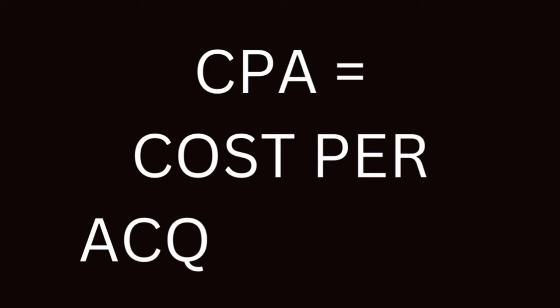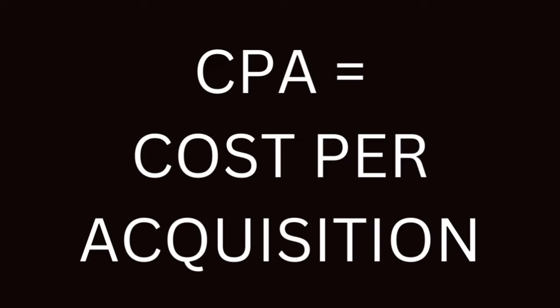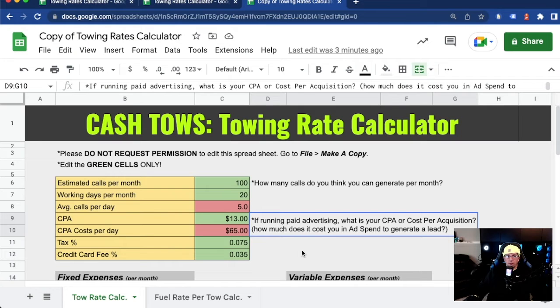Alright, next up is the CPA, or cost per acquisition. This is the advertising cost to generate a sale. So, for example, if you're running Google Ads, it might take 3 clicks in order to get a phone call. If your CPC, or cost per click, is $5, then your cost per acquisition would be $15. If you don't advertise, you can set the CPA to 0.